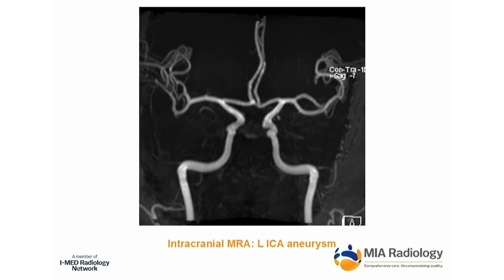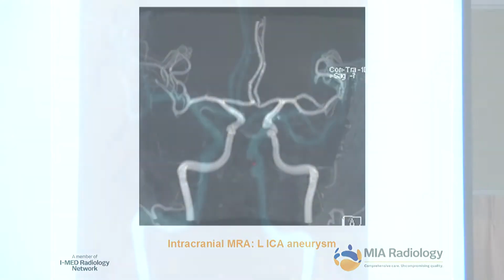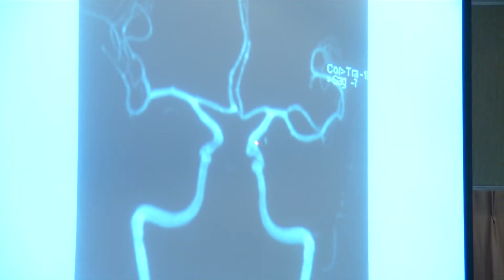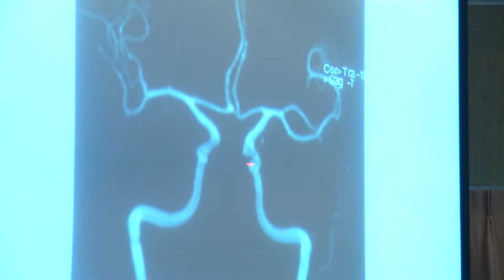So here's an example of an MRA. You can see that all the bone of the skull base is effectively subtracted and we get this lovely information. This actually is a fusiform broad-based aneurysm of the left ICA here. That sort of aneurysm will be quite hard to see on CT.